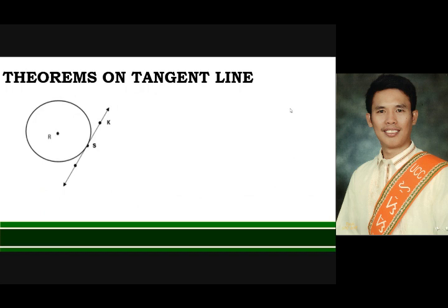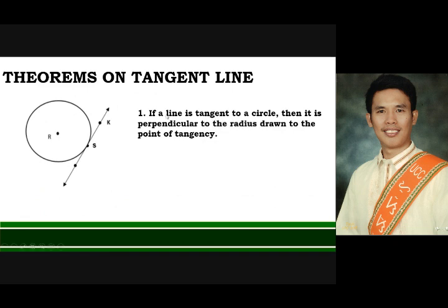Here is the theorem about tangent line. First, if a line is a tangent to a circle, then it is perpendicular to the radius. So how is that? When we say perpendicular, when we connect the point of tangency to the center of your circle, we will form a right angle.